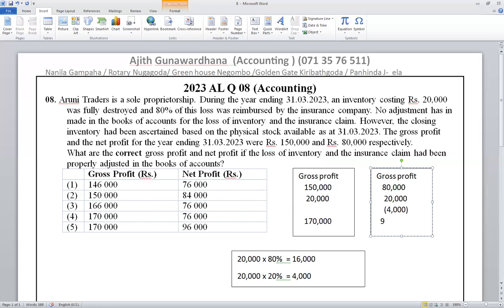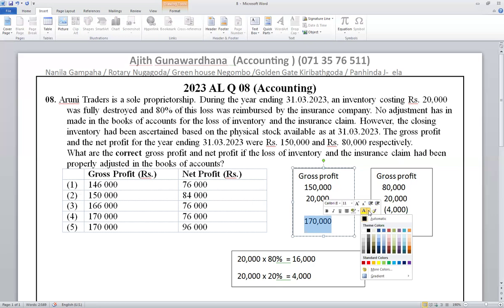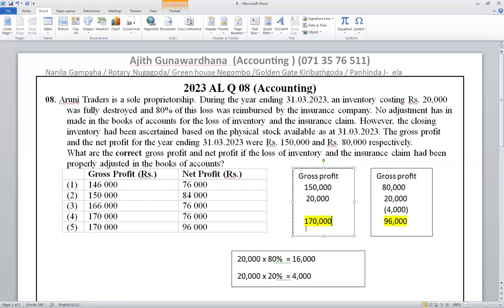But the insurance company agreed to pay 80%, and the balance 20%, which is 4,000, cannot be recovered. Therefore, the balance 20% should be considered as an expense. It should be recorded under other expense, but it has not been recorded. Therefore, profit is overstated, and 4,000 should be deducted from net profit. Therefore, they ask for the correct gross profit as well as correct net profit. Question number 8, the answer is the fifth one.